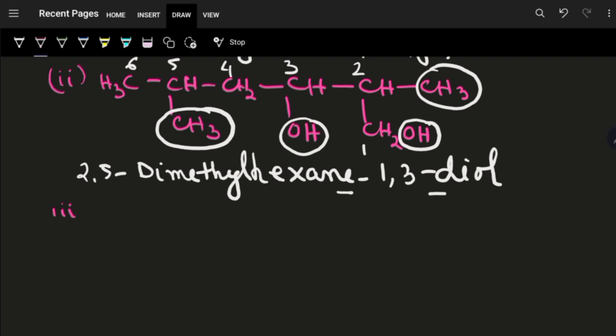Now, going to the third one. The third one says there is a cyclic system. There is OH and there is Br.